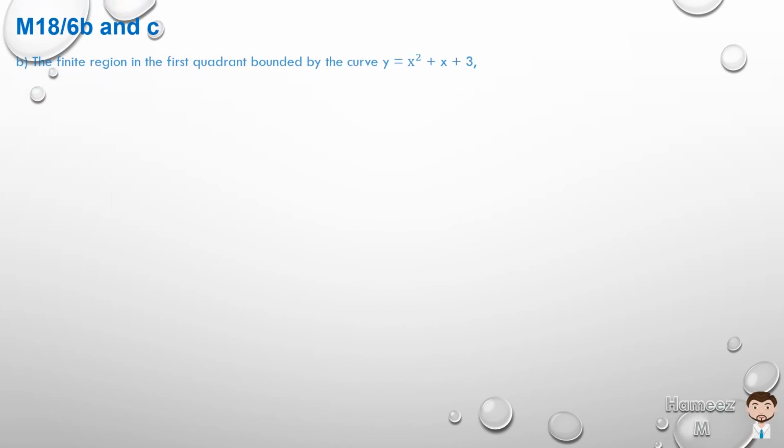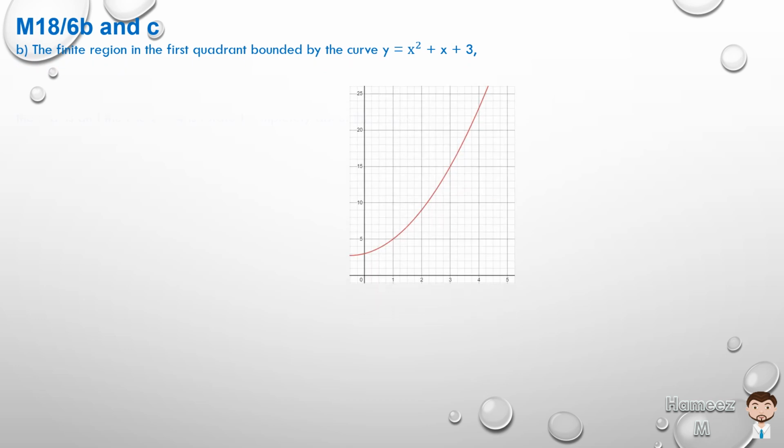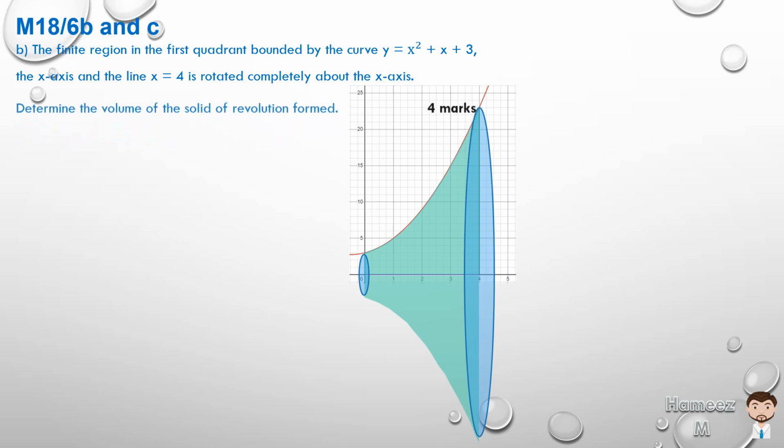May 2018, number 6b. The finite region in the first quadrant bounded by the curve y is equal to x squared plus x plus 3, the x-axis and the line x equal to 4 is rotated completely about the x-axis. Determine the volume of the solid of revolution. So the volume is equal to pi times the integral of y squared dx between the limits of a and b.